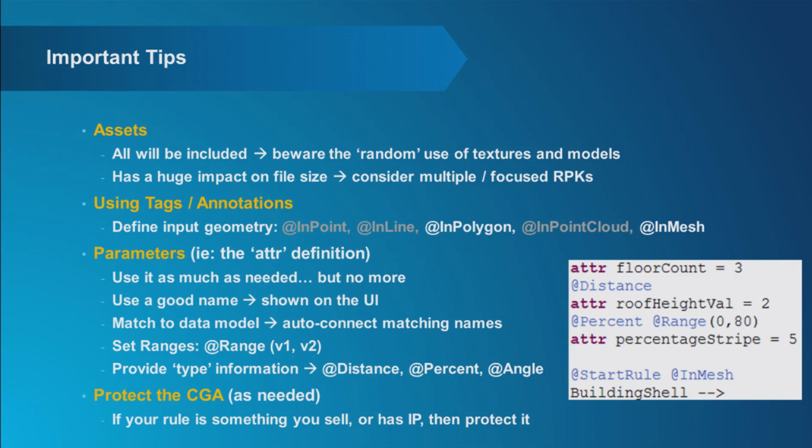For ArcGIS Pro, you have to designate tags of what kind of input geometry you're providing into the rule so that the GP tool knows what it's expecting to receive. So does it want a point, does it want a polygon, does it want a mesh? Right now it's polygon, point, and mesh, but we have other things that we're planning on adding in the future.